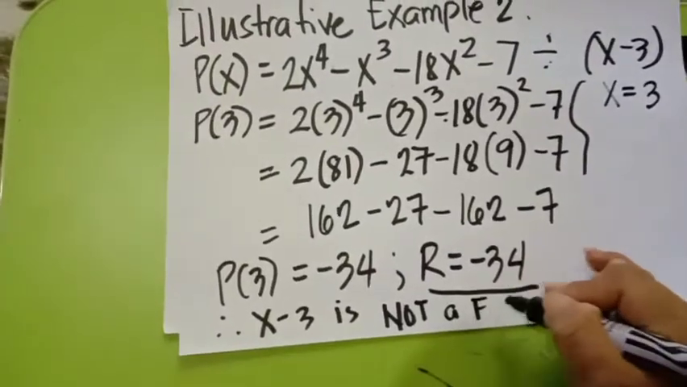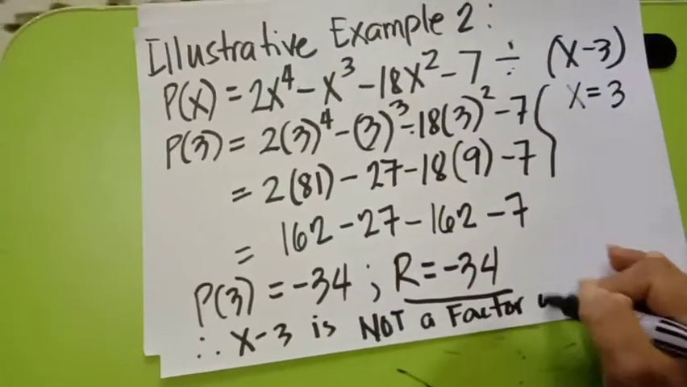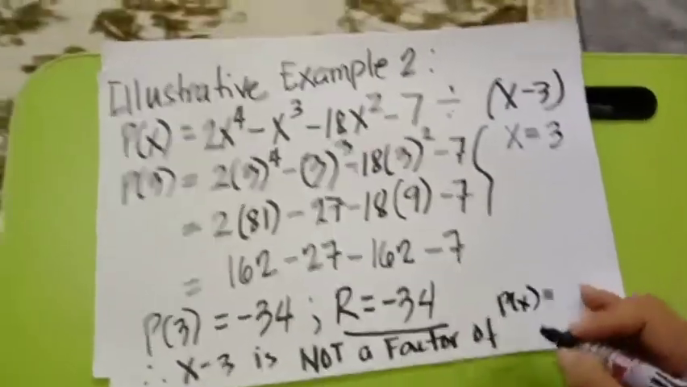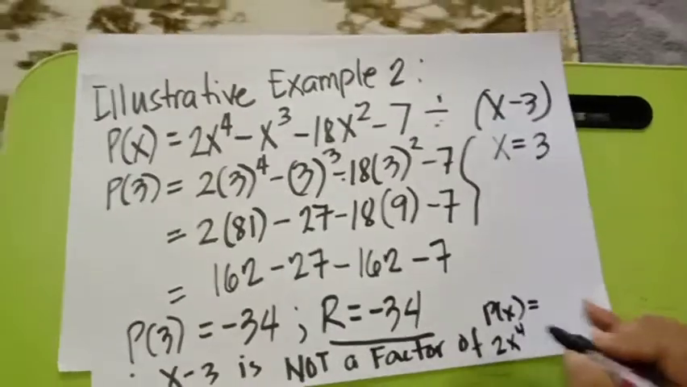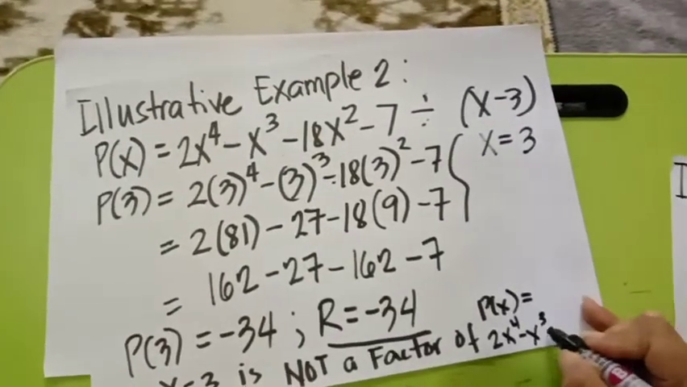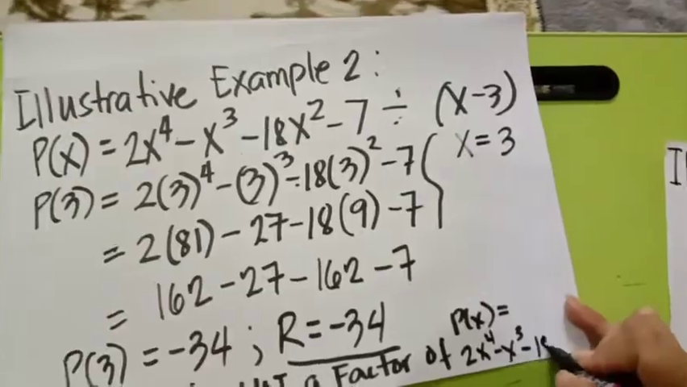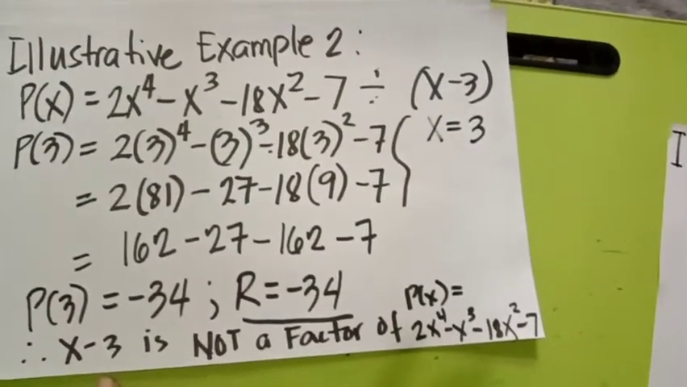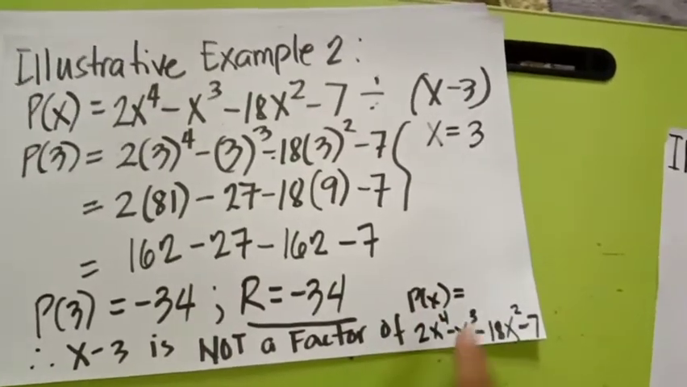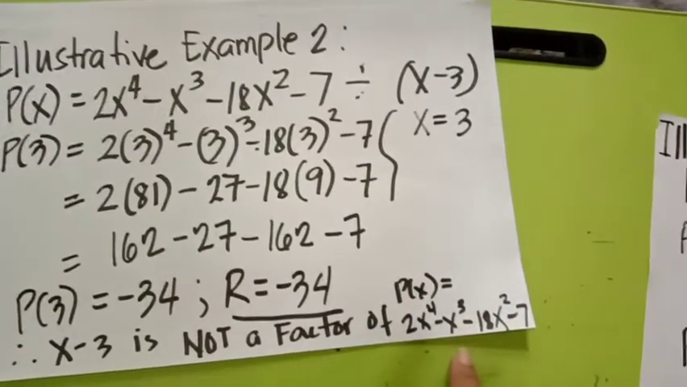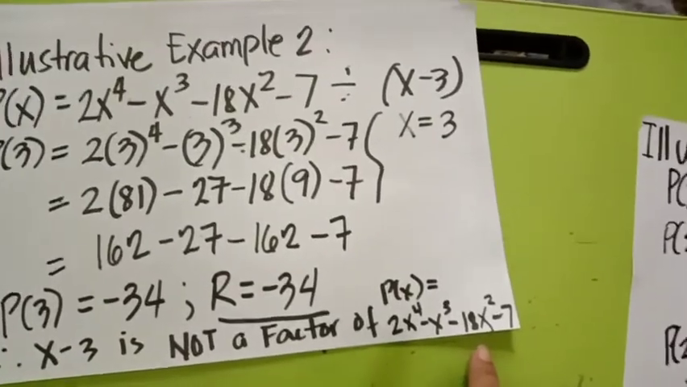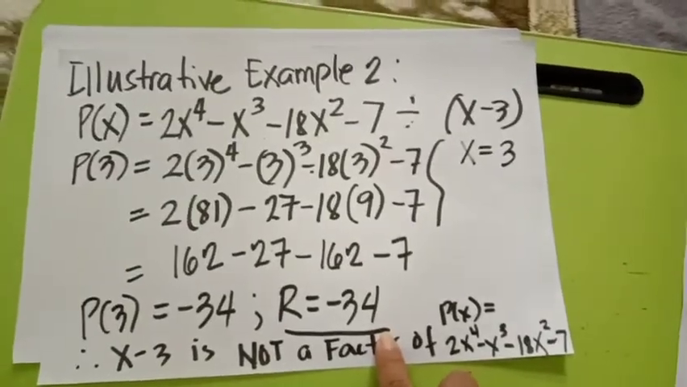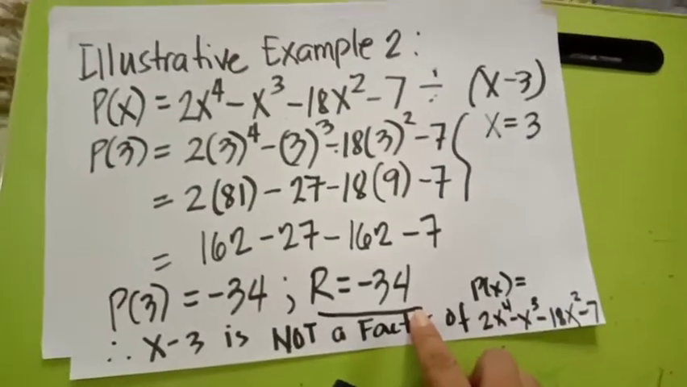of P of x equals to 2x to the 4th power minus x cubed minus 18x squared minus 7. We can conclude that x minus 3 is not a factor of P of x equals to 2x raised to 4th power minus x cubed minus 18x squared minus 7, because the remainder that we get is not equal to 0. The remainder that we get is negative 34.